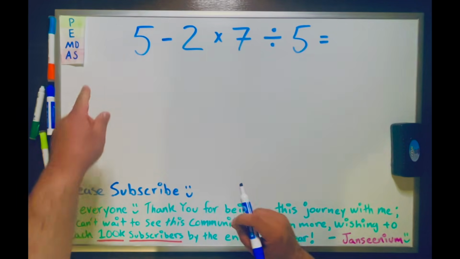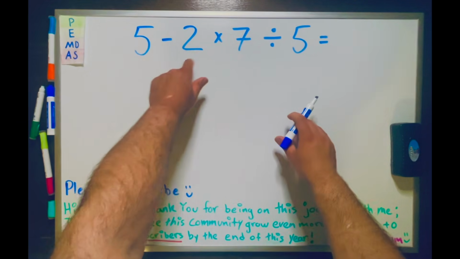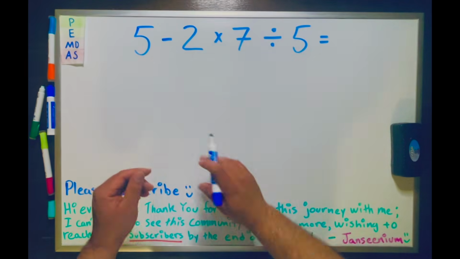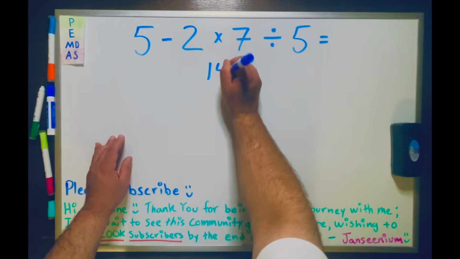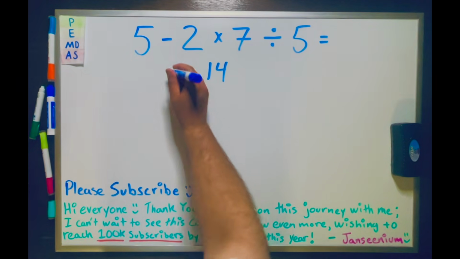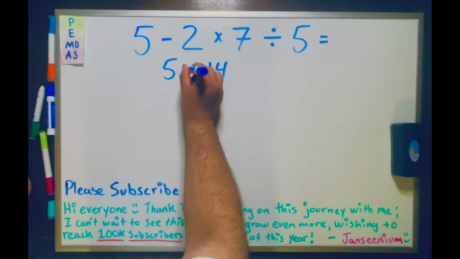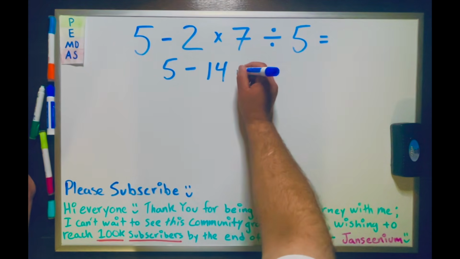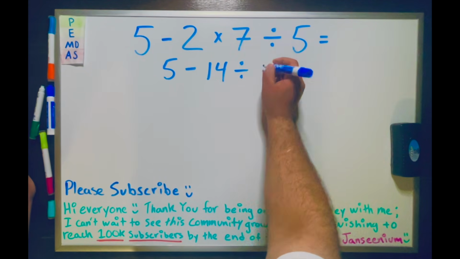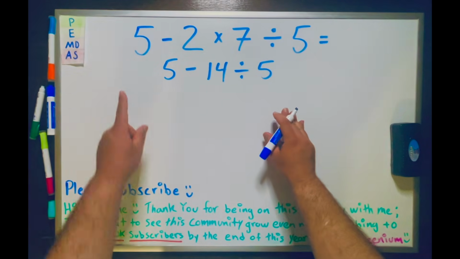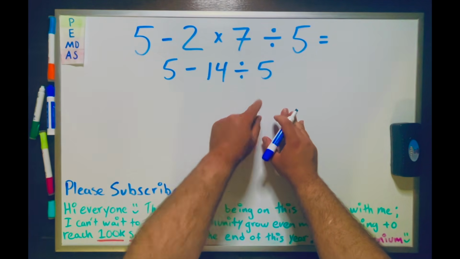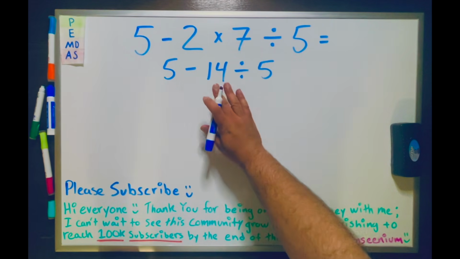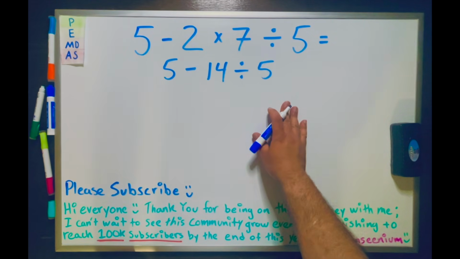Hi everyone. PEMDAS is saying that 2 times 7 goes first. So what is 2 times 7? 14. Good job. Let's bring the others down. So we have 5 minus 14 divided by 5. And then looking back at PEMDAS, it is saying that 14 divided by 5 goes first. So what is 14 divided by 5?